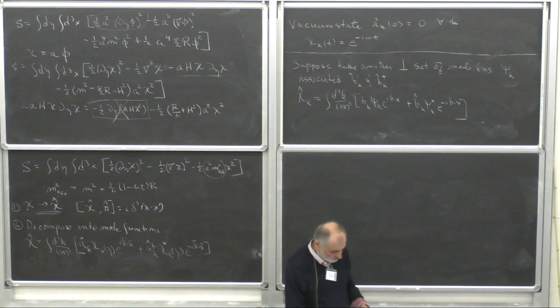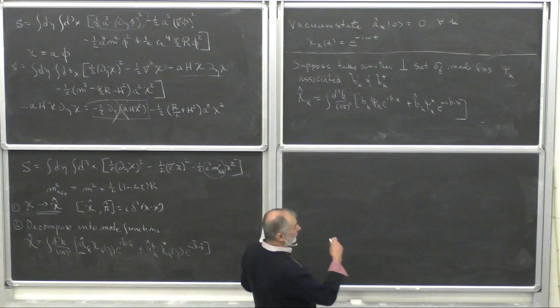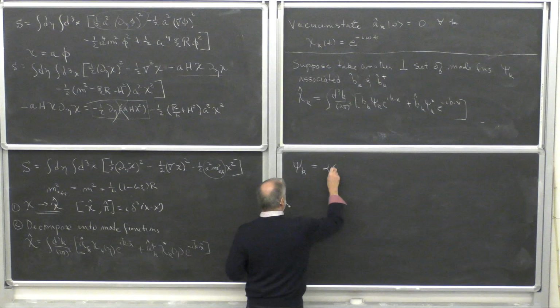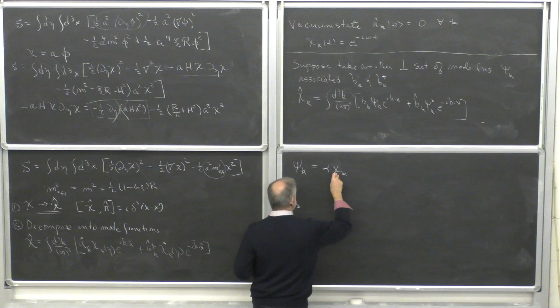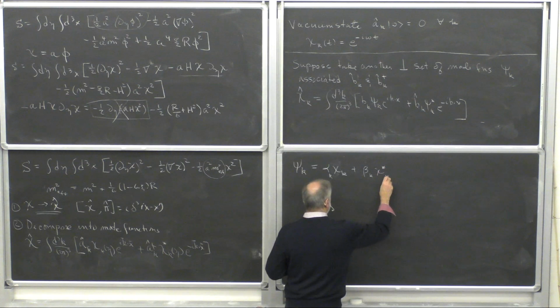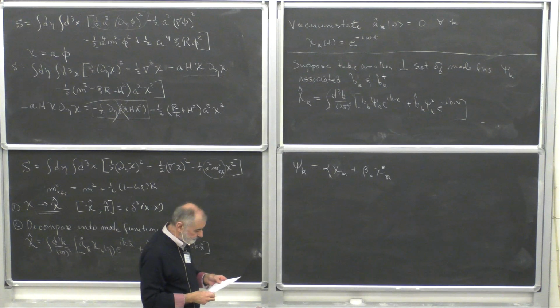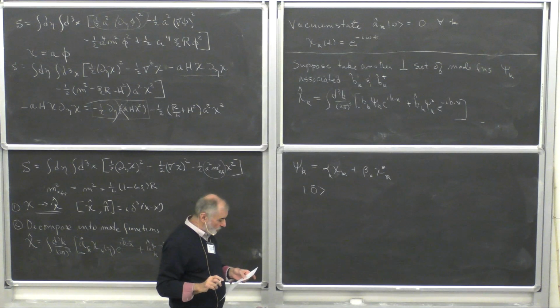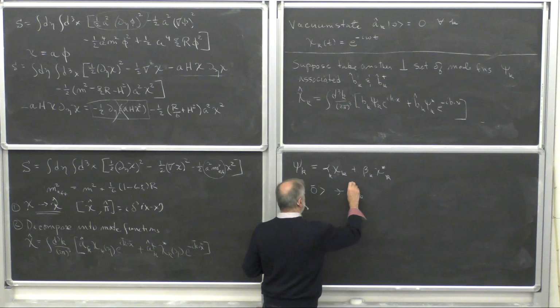Now, making them both orthonormal sets of mode functions, we can express psi of k as alpha times chi of k plus beta, alpha of k and beta of k, chi star of k. So we just do an orthonormal transformation. And associated with the psi sub k is the vacuum state. Let's call it a vacuum state with a little bar over it. And this is defined such that b of k annihilates it for all k.